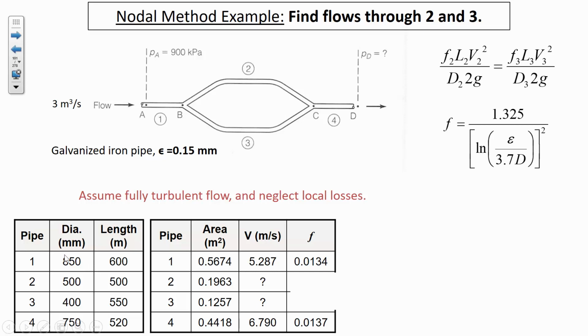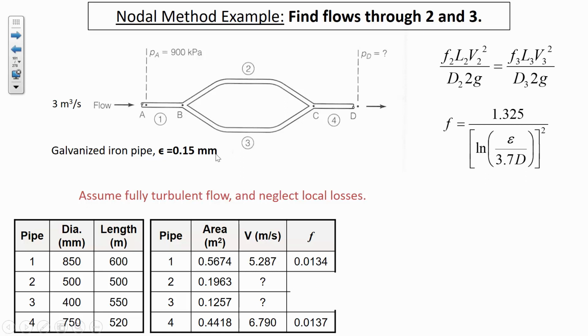We have the data that describes the length of the pipe, its diameter, the material is known, so we have the equivalent roughness, and we're going to assume fully turbulent flow, and so here's the Jain equation having been modified to use the fully turbulent flow assumption. So how much flow goes through pipe 2 and how much flow goes through pipe 3?